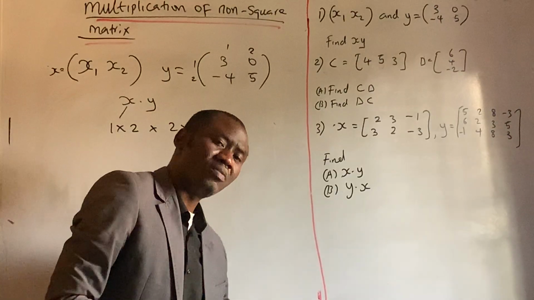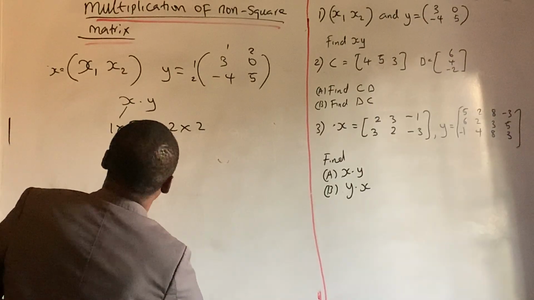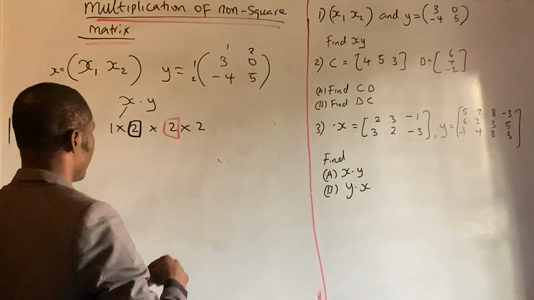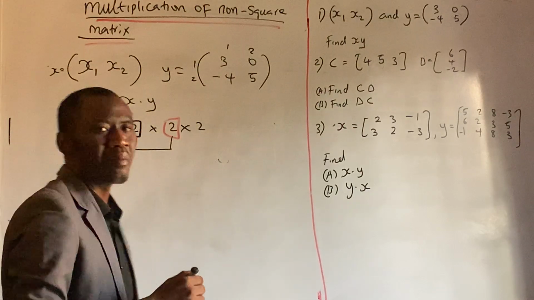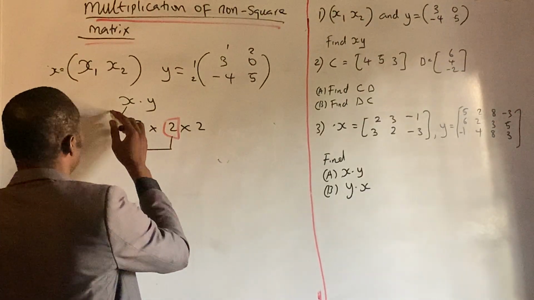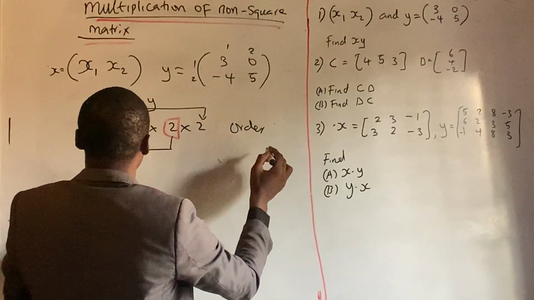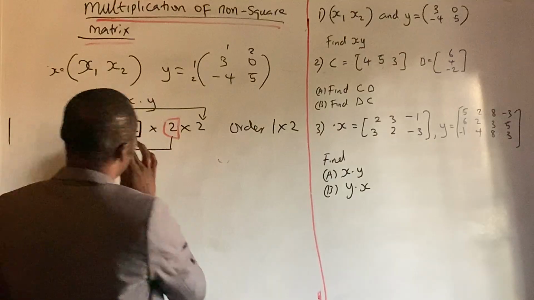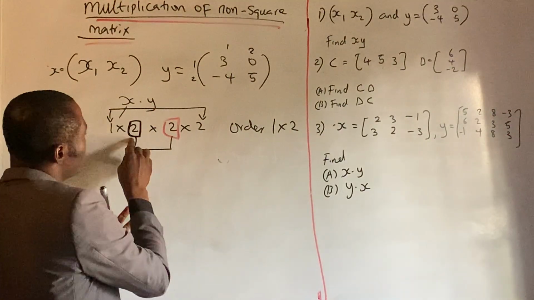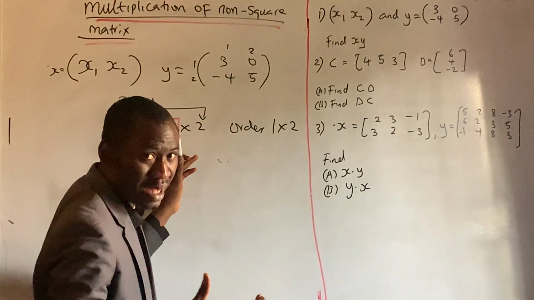Now, for us to be able to perform this multiplication, the column of the first matrix must be equal to the row of the second matrix. So these two must match. They must be the same thing. And after that, the order of the resulting matrix will be in this form, so this to this. The order will be 1 by 2 because of this operation that we find here. This is possible because the column of the first matrix and the row of the second matrix are the same thing.